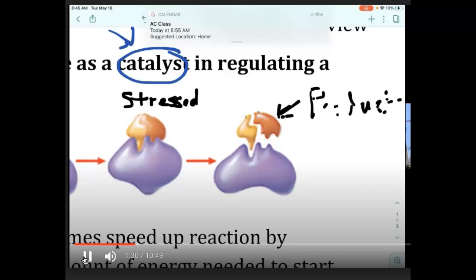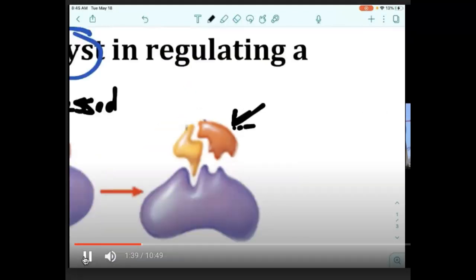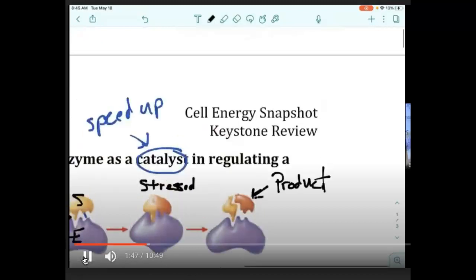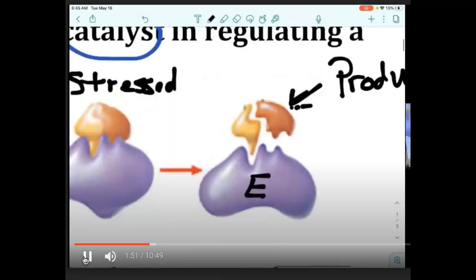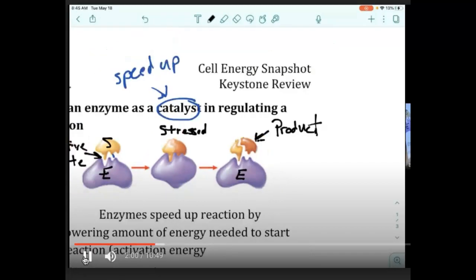Look at what I wrote there. That's really silly. Let me try again. Product. Almost. There it is. Okay. So the products, right? And look, the enzyme is still the enzyme. It doesn't change at all, right? It's like a hammer. The hammer causes the nail to change, right? But the hammer stays the same.